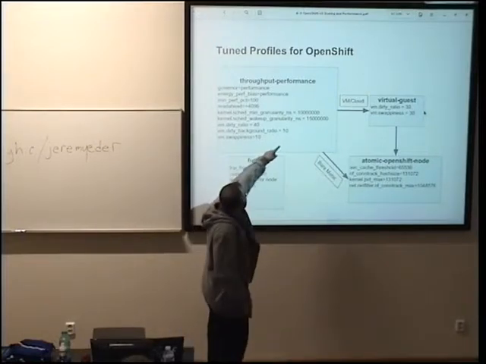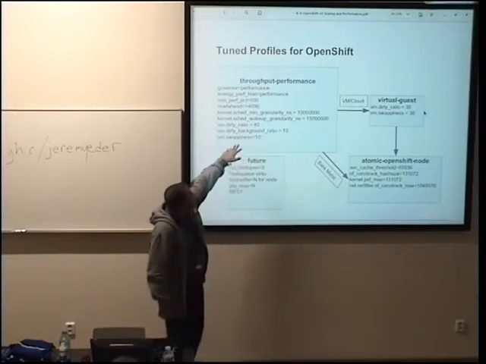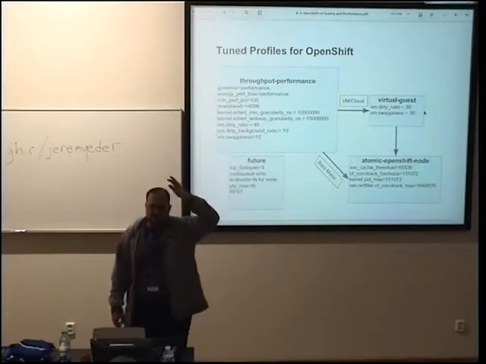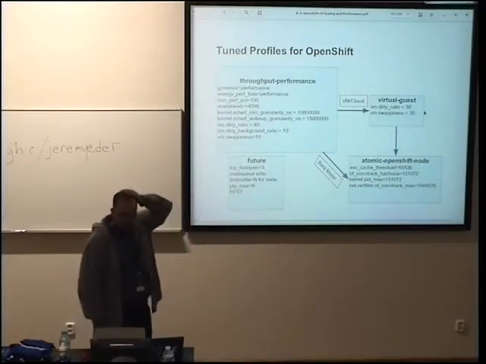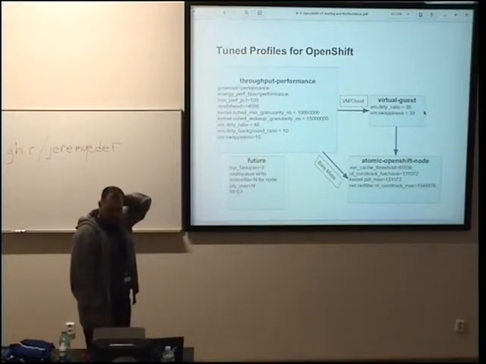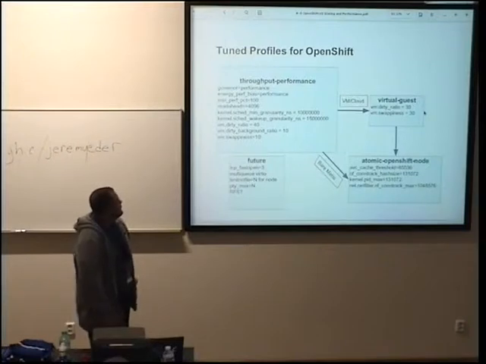Also, to help tasks stay on the CPU longer, we've increased the scheduler quantum and increased the block read ahead. Those are things that don't regress workloads. They only help. We also reduced the swappiness value, although I very rarely see swap unless there's an application bug at this point. Very rarely see it used.